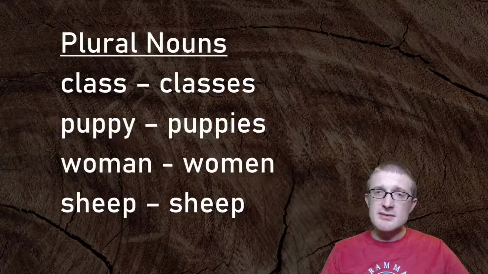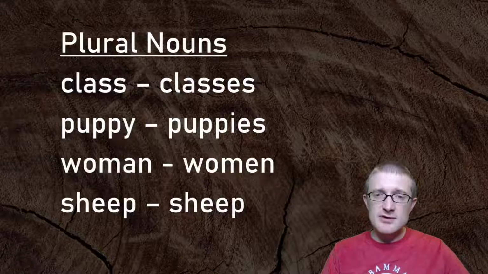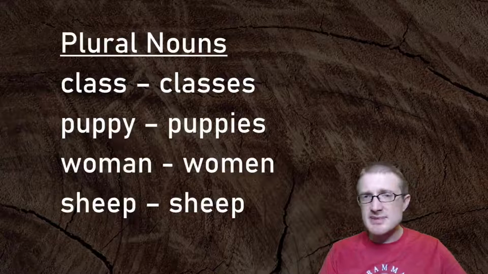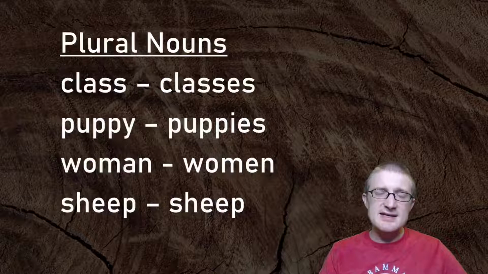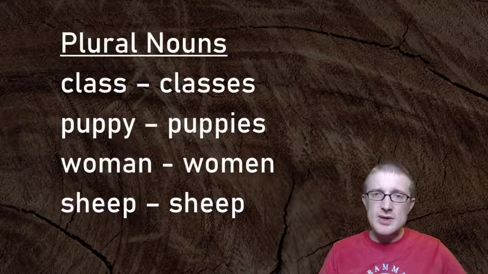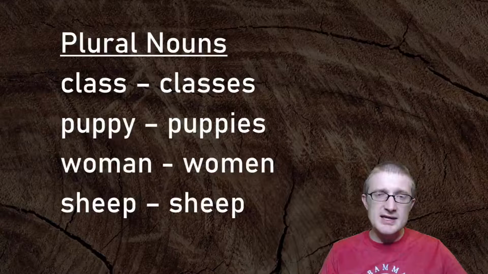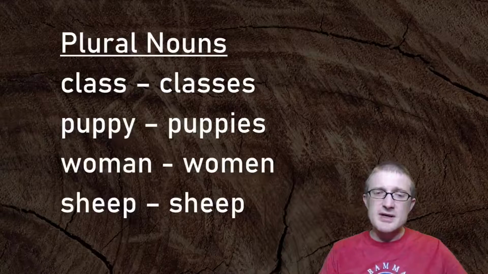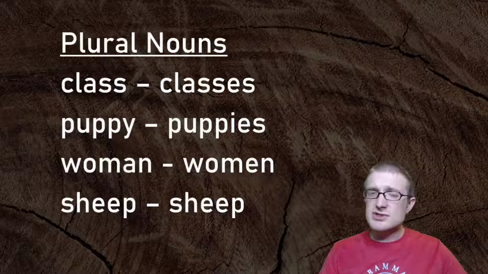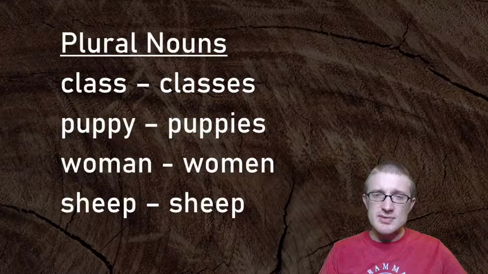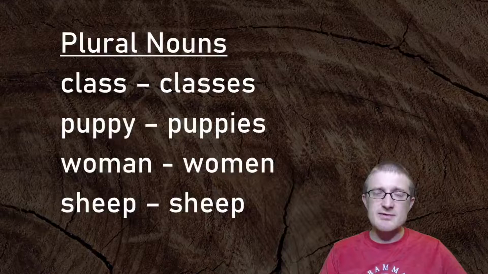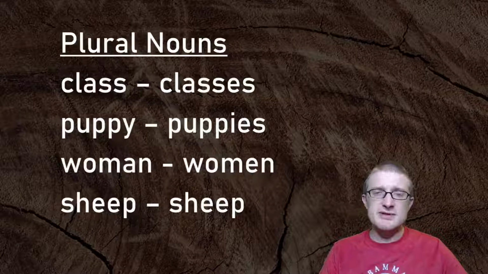Some words make a plural in a different way. So class becomes classes, puppy becomes puppies. We still have the S sound at the end. But woman becomes women. Some words change a little bit, and they usually change a vowel. And then some words don't change at all. Sheep and sheep. You could have one sheep, two sheep, three sheep, four sheep, however many sheep.